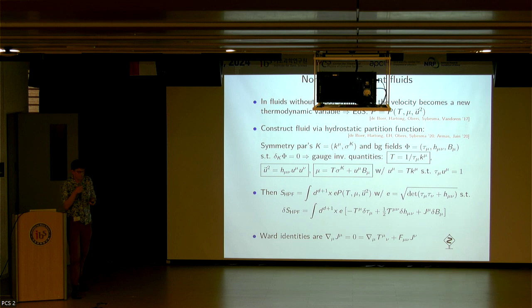Very good. The hydrostatic partition function then becomes this, where E is the measure, so it's analogous to the usual square root of minus the determinant of G. And by varying this object, we can extract currents. So the response to tau is the energy current, and the response to h mu nu is the momentum stress tensor.